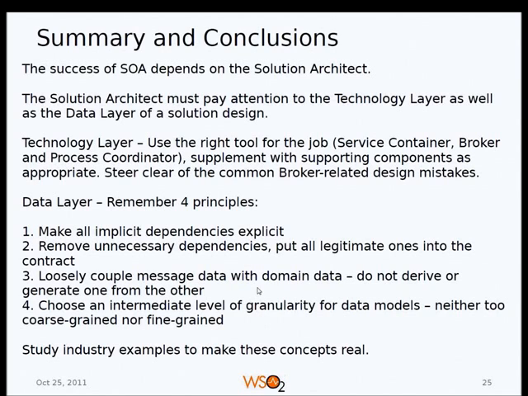If it's literature, then you don't really need to go to WSO2 to get SOA literature. It's available all over the web.